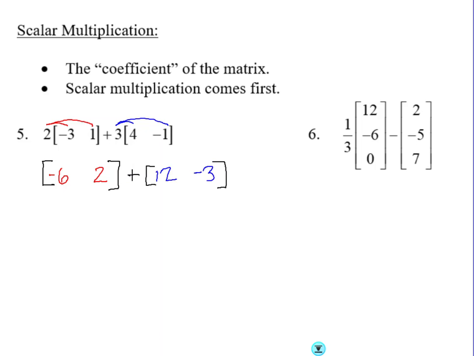Because these two matrices have the same dimensions, we can go ahead and add them together. -6 plus 12 is 6, and 2 plus -3 is -1. So our final answer is the matrix 6, -1.